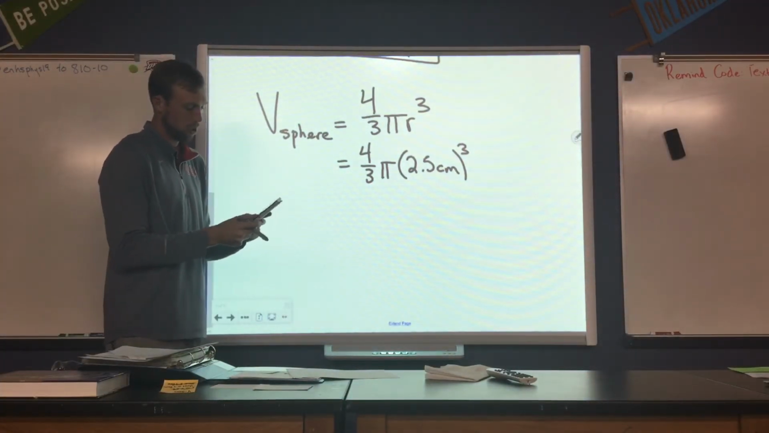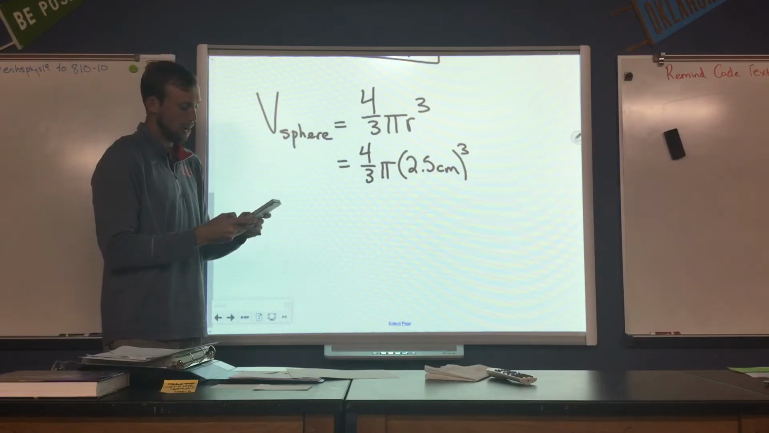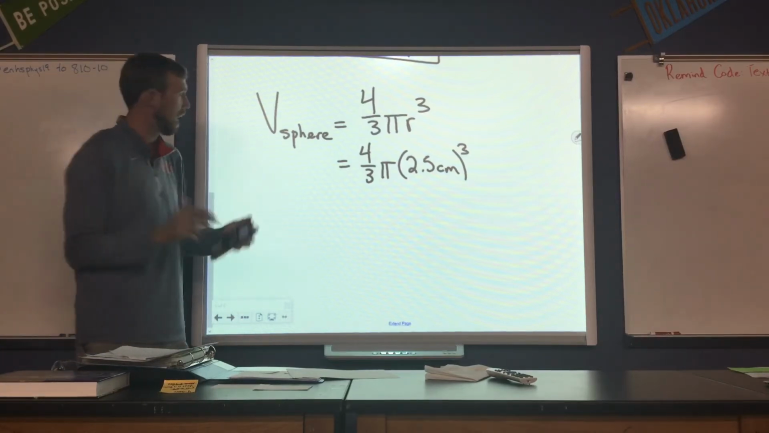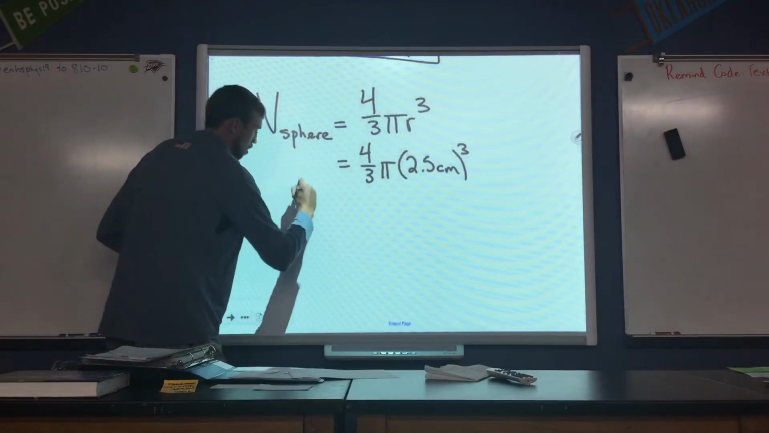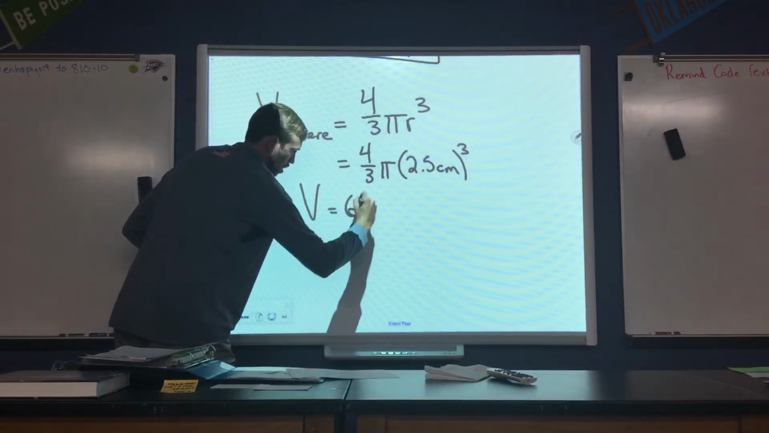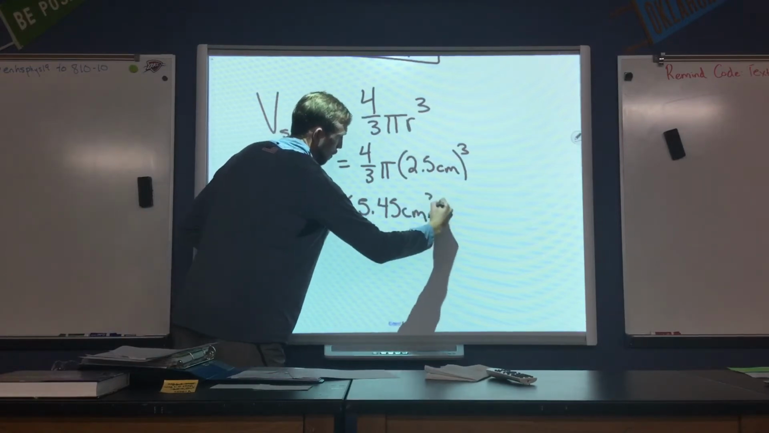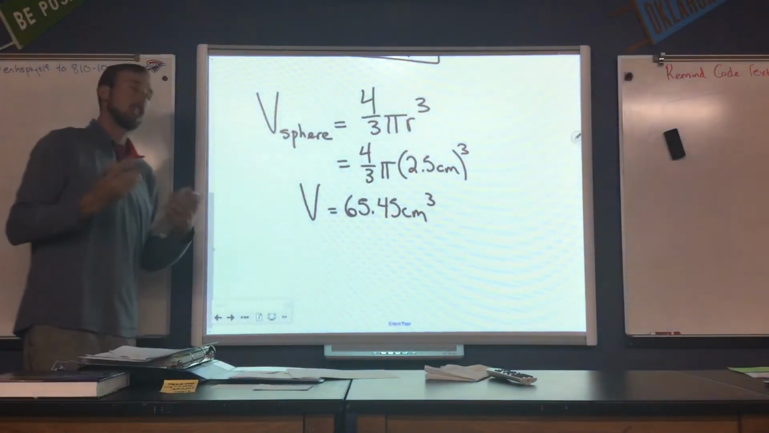Now it's a matter of plugging in mathematically. So 4/3 times pi times 2.5 to the third power. That should give us a value of about 65.45. Our units here would be centimeters cubed because we took centimeters and we cubed.